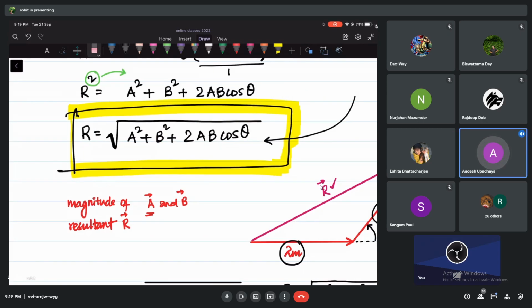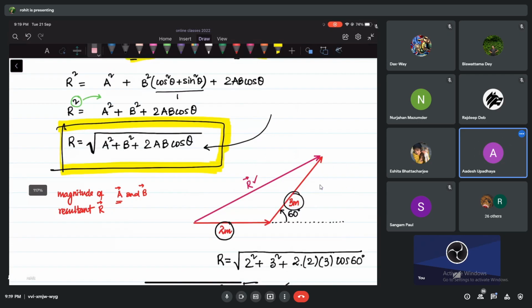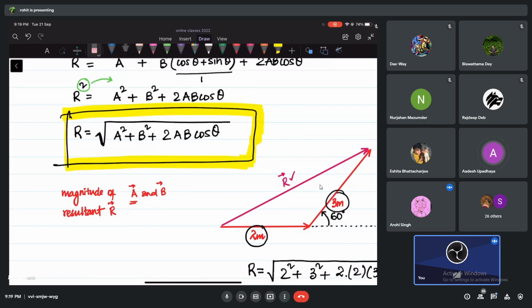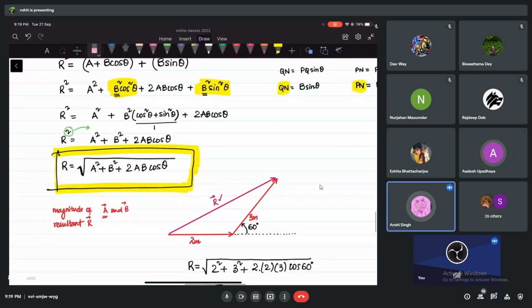Even for the parallelogram law, it is the same formula. We are trying to add vectors using triangle law, parallelogram law, polygon law, right? Do you think we'll get different answers or the same answers? There are different laws, but the answer should be the same. We are adding vectors, but using different laws, so we'll not get a different answer.